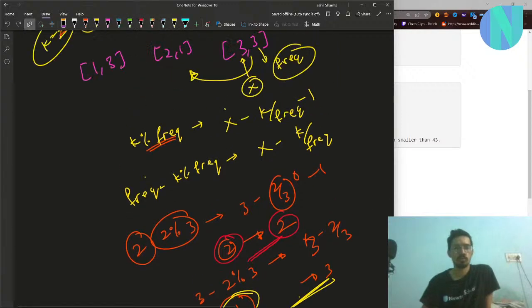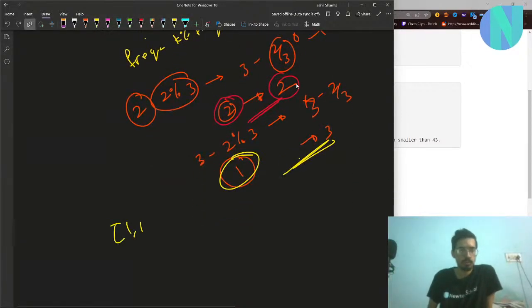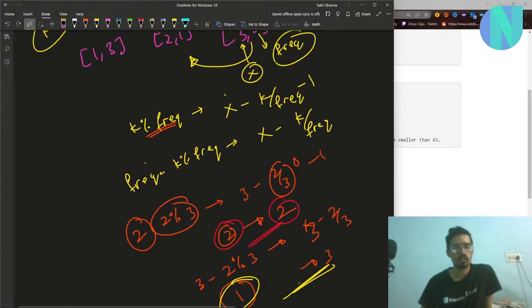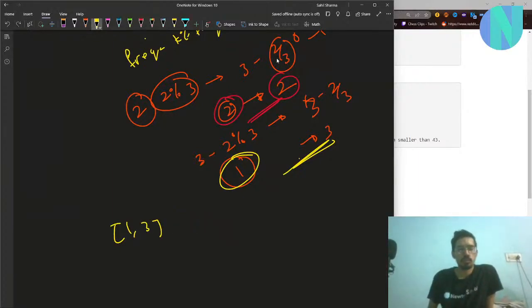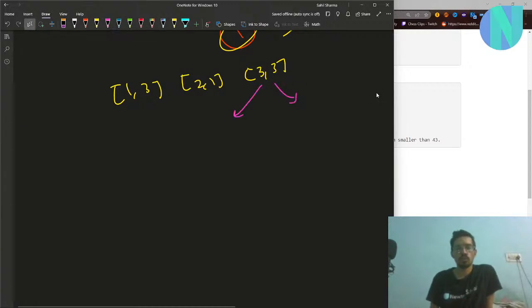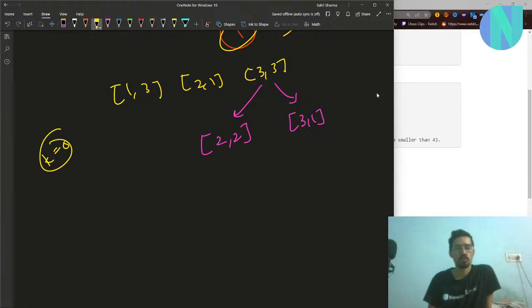So you will be able to convert 2 elements into 2, and one element into 3. You have 1 comma 3, 2 comma 1 and 3 comma 3. You will be able to convert this into two things: you will be able to form 2 2's here, and 1 3 here, right? So now your operations are 0. Now you don't have any operations left, so you can exit the loop after this.